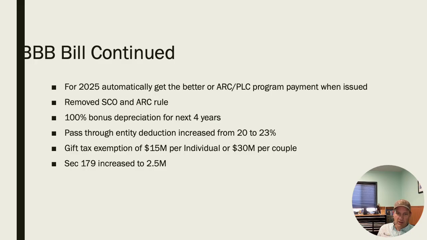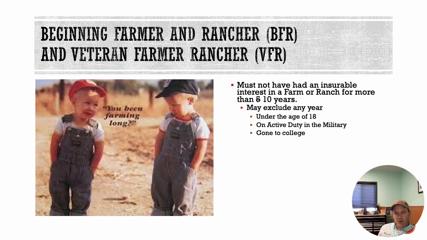That's a real positive. And then there was a bunch of tax stuff that was advanced forward that had kind of timed out on the previous tax bill. So the big one is that we can Section 179 equipment and do 100% bonus depreciation for the next 4 years. So big deal on tax planning. Beginning farmer rancher, now they changed that from 5 years to 10 years that you can realize this discount.